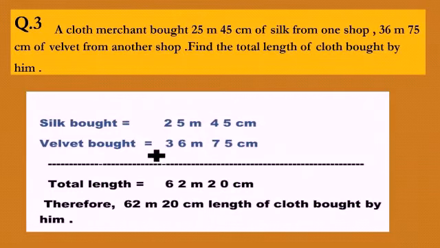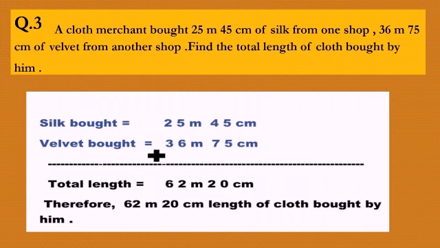Now let us start our third question. A cloth merchant bought 25 meter 45 centimeter of silk from one shop, and 36 meter 75 centimeter of velvet from another shop. Find the total length of cloth bought by him.